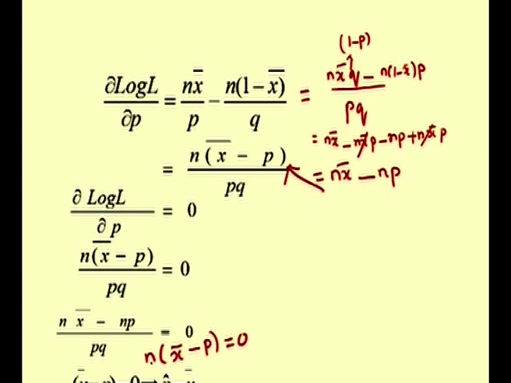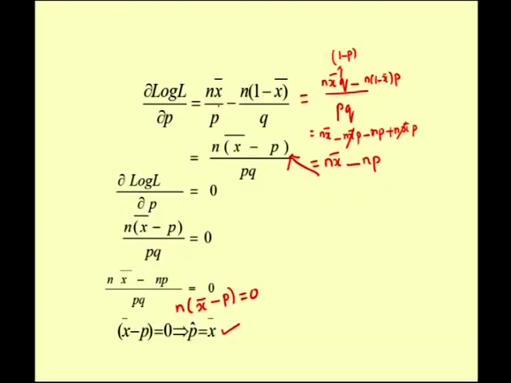Now again n is a constant, so you will take it to the other side, it becomes 0. So you are left with x bar minus p equal to 0, which implies that p cap is equal to x bar. So half of the procedure is completed.